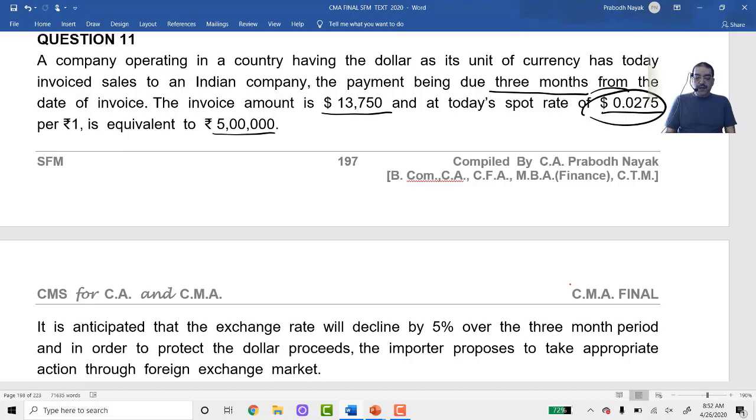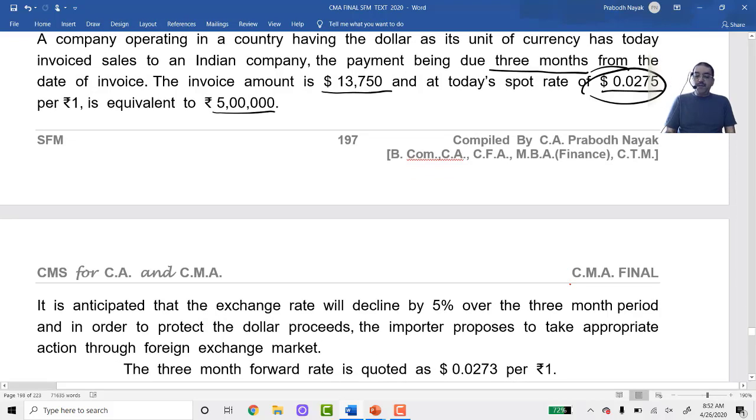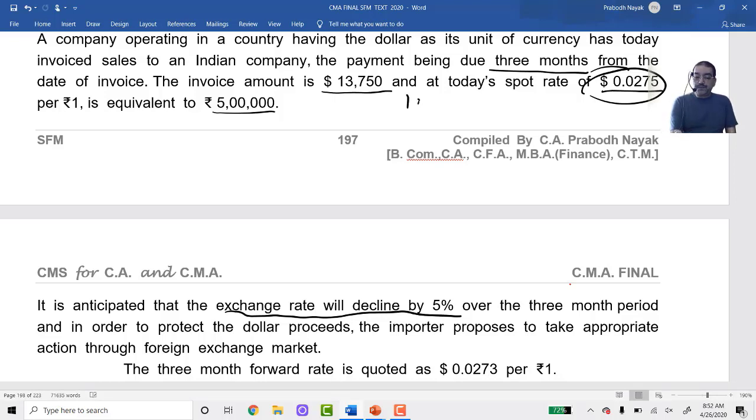It is anticipated that the exchange rate will decline by 5%. See, I have given it to you now. At the beginning, I will explain to you the meaning of this. Exchange rate will decline by 5%. What is this 0.0275? It is the value of 1 rupee is equal to 0.0275 dollar. Exchange rate will decline by 5%. That means 0.0275 is going to reduce by 5%.